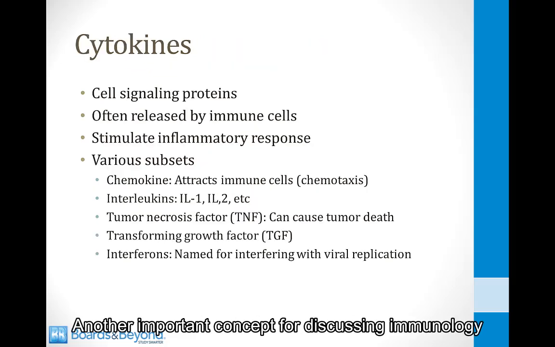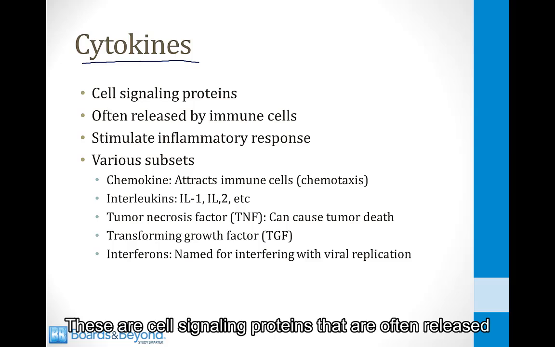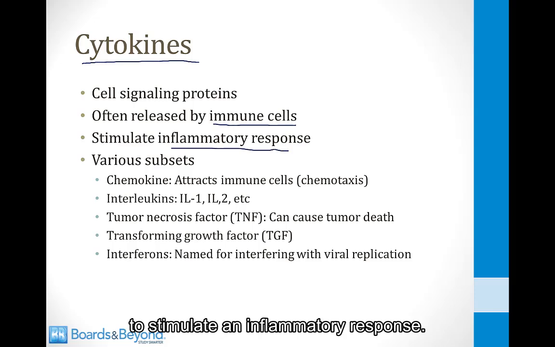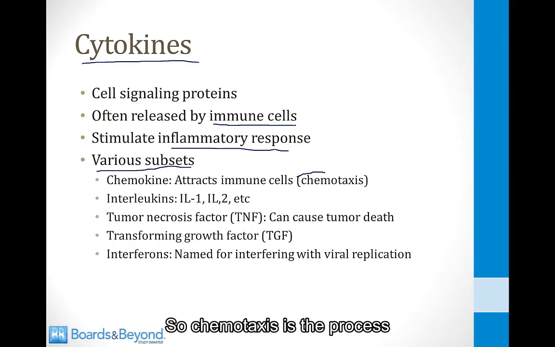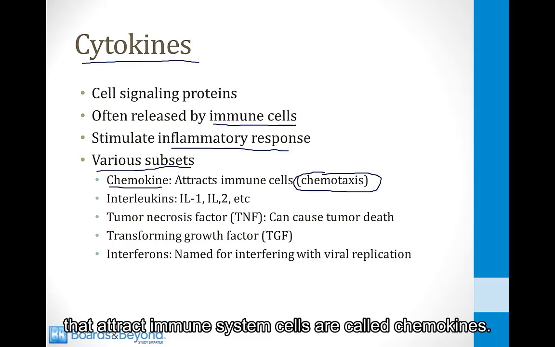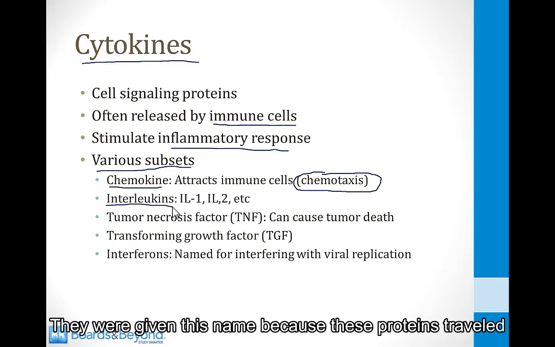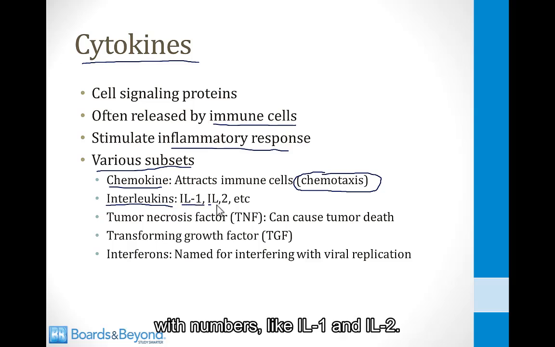Another important concept for discussing immunology is the concept of cytokines. These are cell signaling proteins that are often released by immune cells, and they travel locally to stimulate an inflammatory response. And there are a number of subsets of cytokines, and you have to be familiar with these terms. So chemotaxis is the process of attracting immune system cells. So cytokines that attract immune system cells are called chemokines. Interleukins are another subset of cytokines.